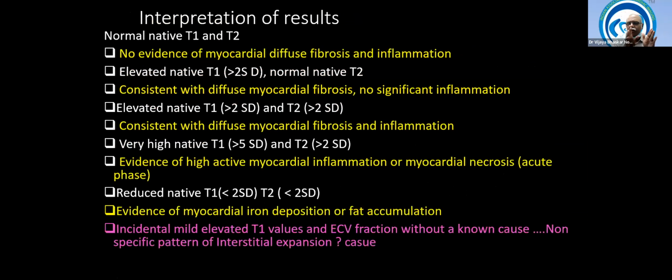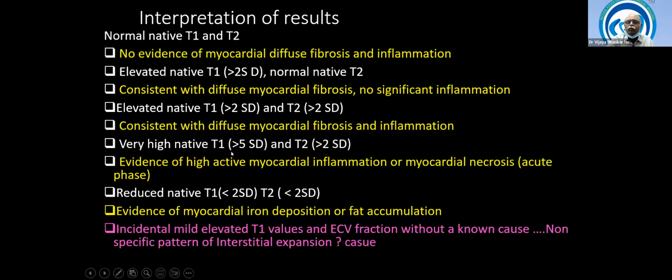Normal native T1 and T2 maps: the patient comes to you, you have done and reported normal native T1 and T2, then the inference is no evidence of myocardial diffuse fibrosis or inflammation. Elevated native T1 more than 2 standard deviations with normal native T2 is consistent with diffuse myocardial fibrosis, no significant inflammation. Elevated native T1 more than 2 standard deviations and T2 more than 2 standard deviations is consistent with diffuse myocardial fibrosis and inflammation.